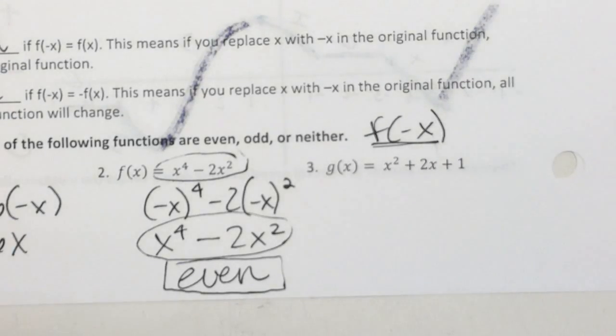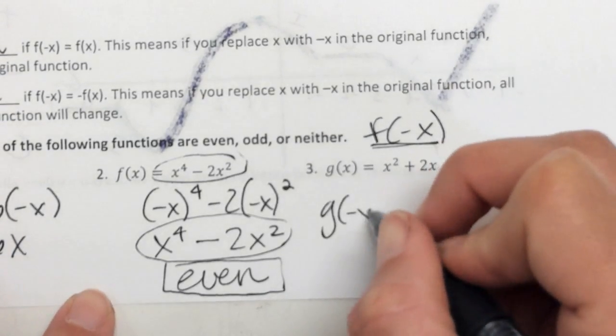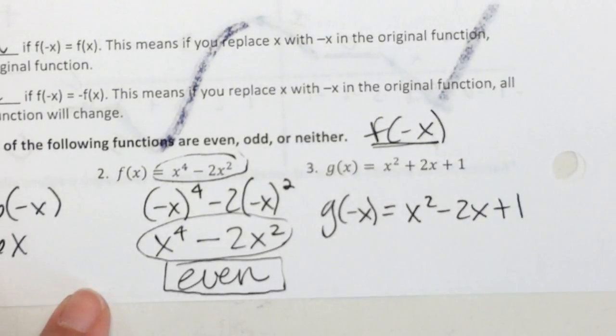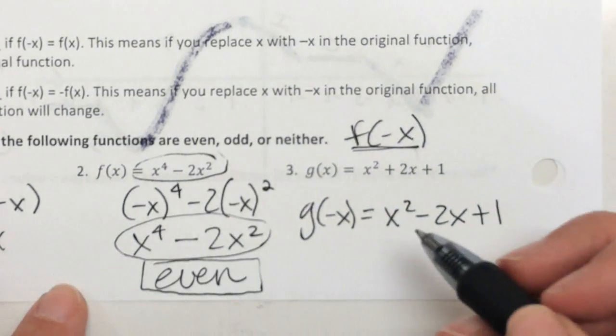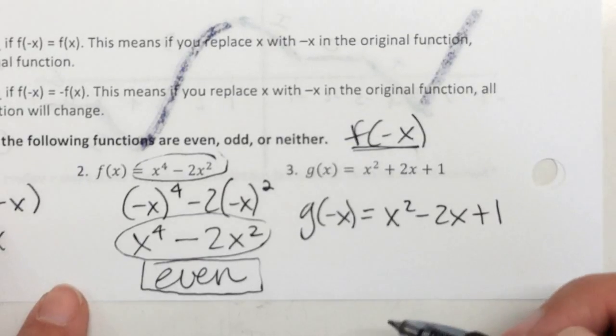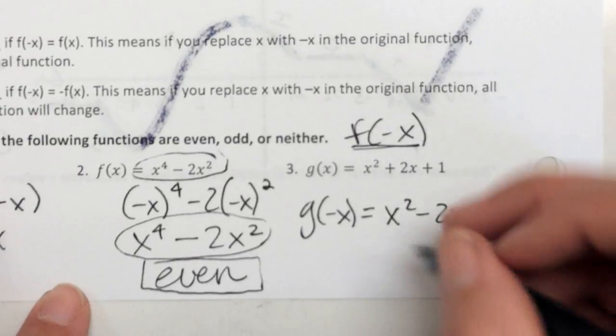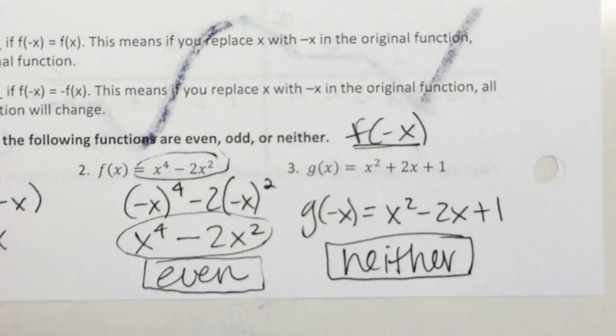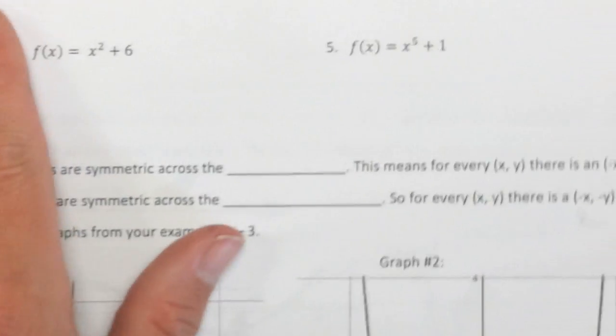Alright, what'd y'all get when you plugged in negative x? What is g of negative x? X squared minus 2x plus 1. So did all the signs change? No, just one of them did. So not all of them changed, right? And it's not the same function. So this is neither even nor odd. It's neither one, because either all the signs have to change or none of them. If only some of them change, then it's not an even or odd function. Questions about that? Alright, do 4 and 5 too on the back.